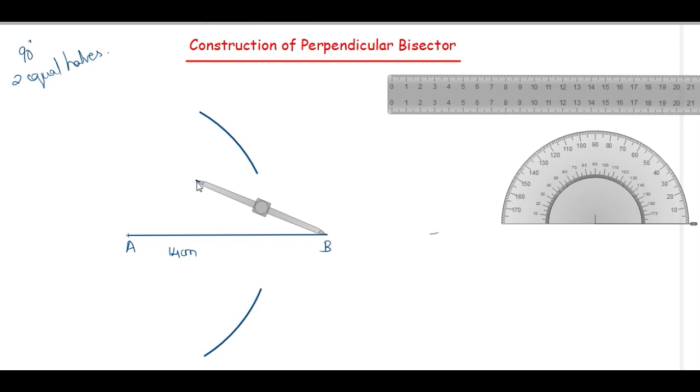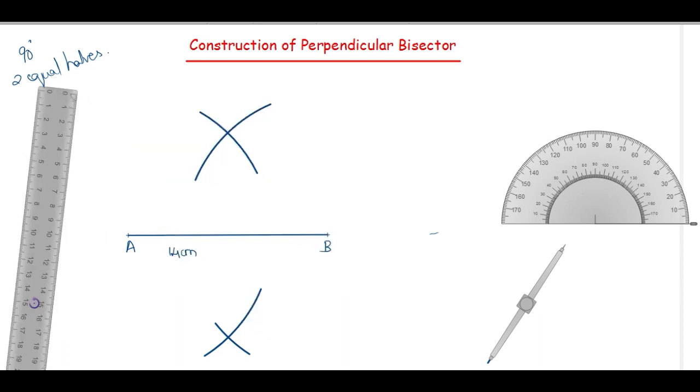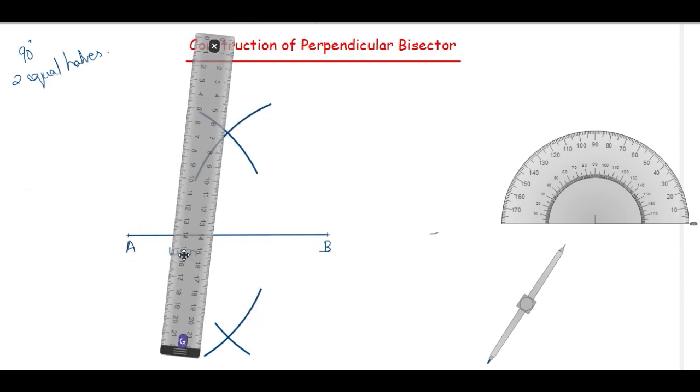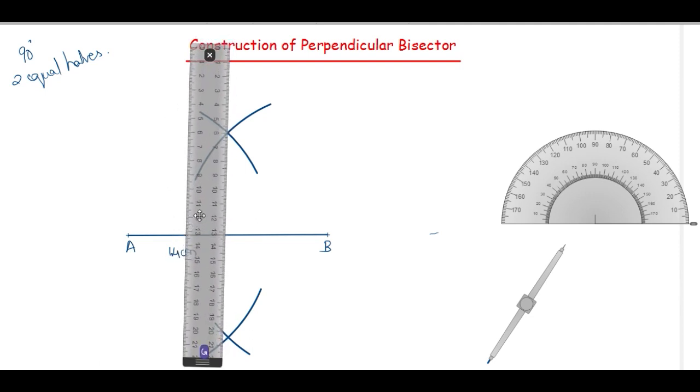Now we are drawing another arc which intersects the previous arc, and keeping the same radius we are drawing another arc which intersects the previous arc below the line AB. Now we got 2 points, one here above the line and the second one here, the intersecting points. We need to draw a line which is passing through these two intersecting points. We need not take the exact measurement, we just have to draw a line which passes through the intersecting points.